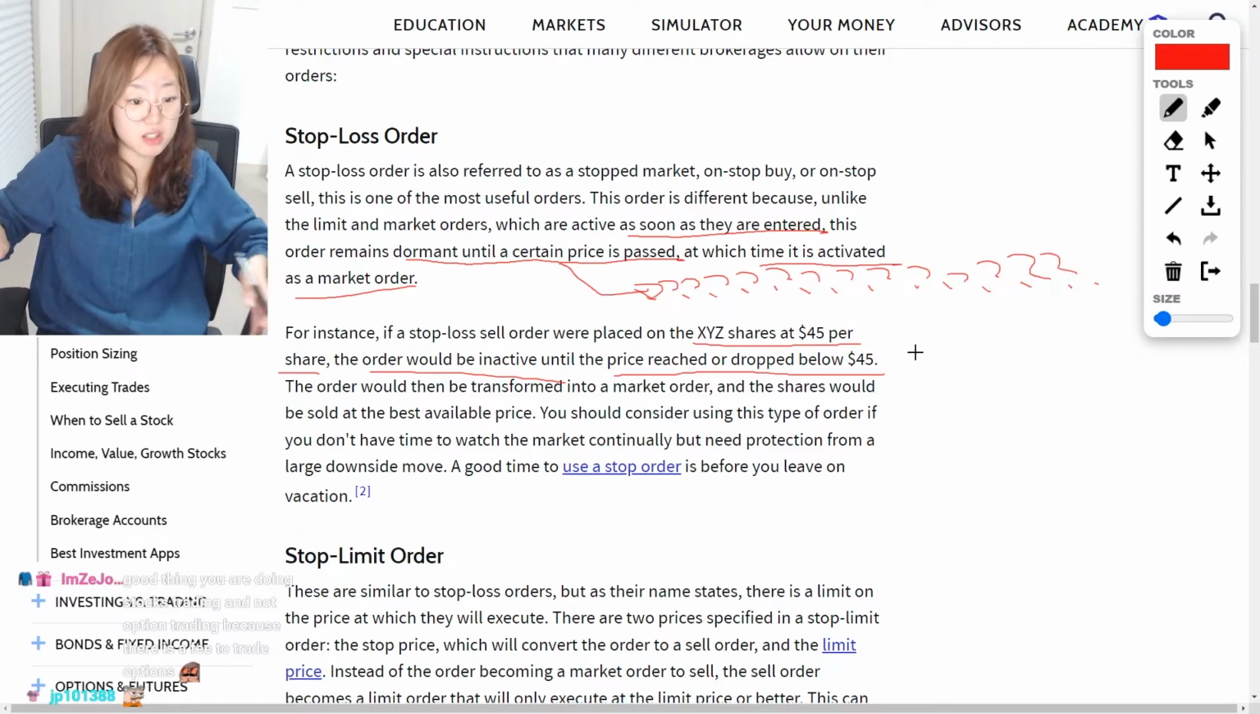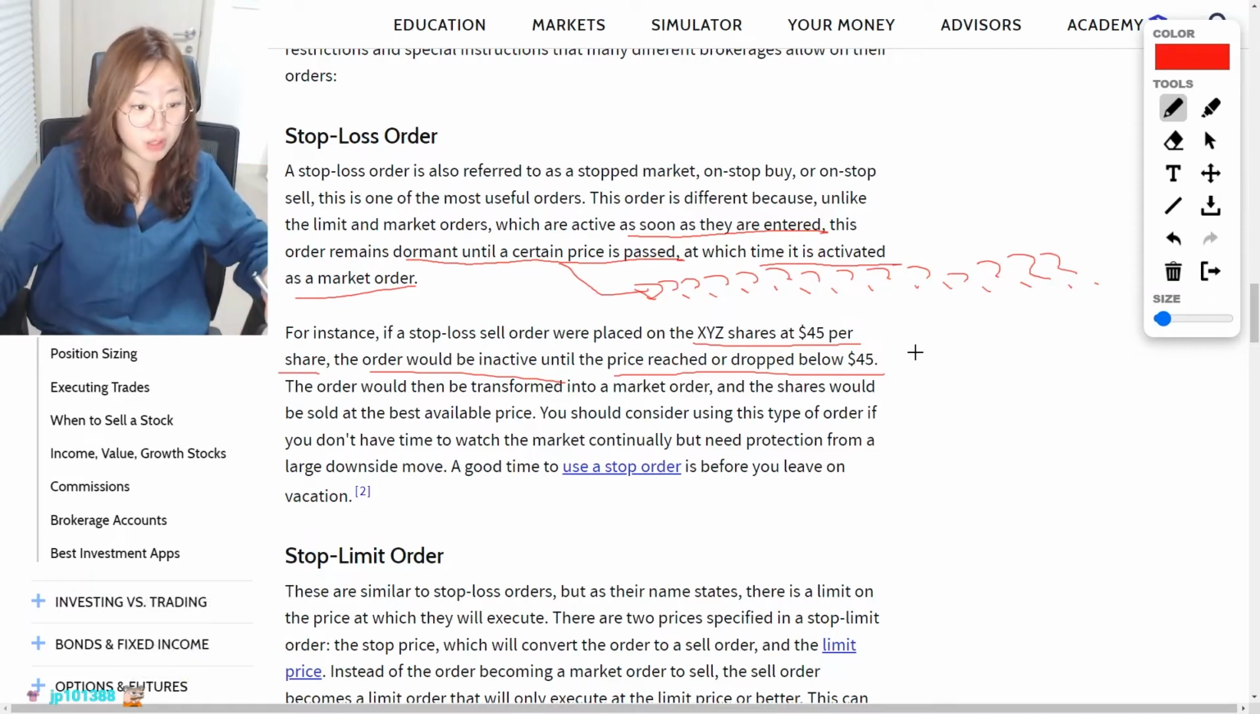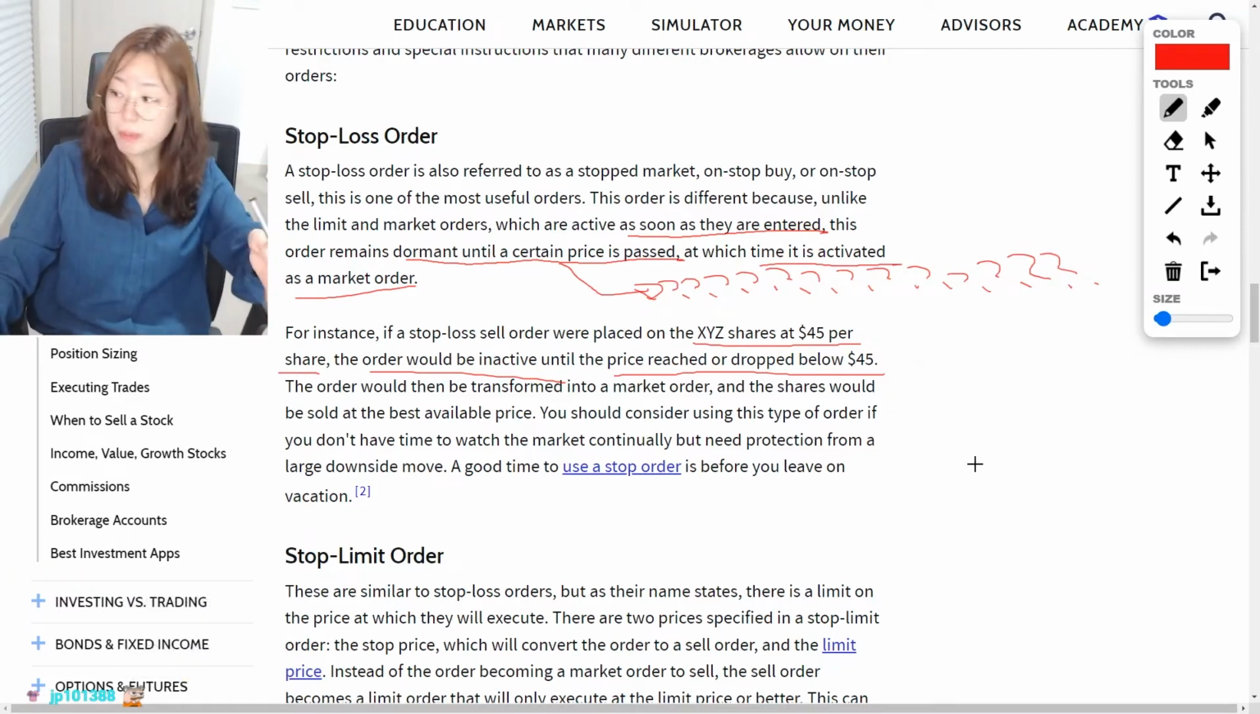And they're like, holy shizzle, we gotta pay. And then it just becomes a market order. This is the best then.